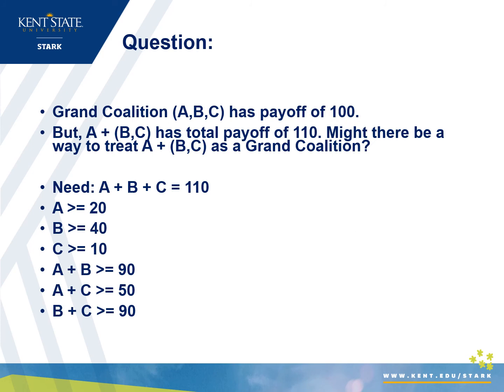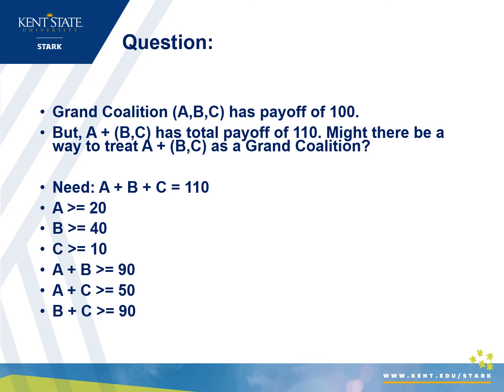One question you might want to think about is we know the Grand Coalition has a payoff of 100, but if you take just A by themselves and then a BC coalition that has a total payoff of 110, right, so might there be some way to treat this A plus BC as a Grand Coalition? And this would be a reasonable way to look at it. Now, it might be possible that as soon as these make an agreement, it might actually decrease their payoff, right? So that it isn't actually nonsense what we had before. But let's go ahead and reason through this just to check, right?